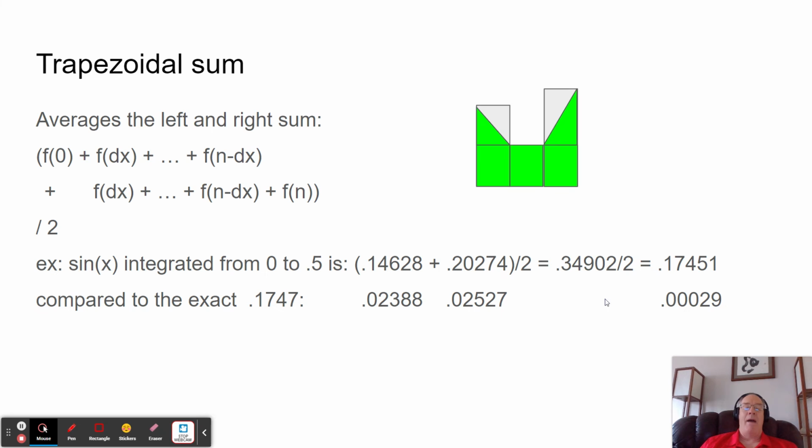It turns out that if you average the right sum and the left sum, that's the trapezoidal sum. Oops, the average of the left sum and the right sum is what the trapezoidal rule gives, and it turns out that that is a more precise measure.